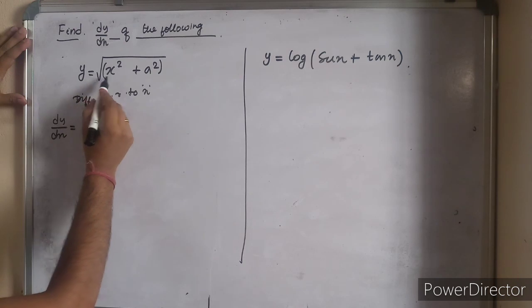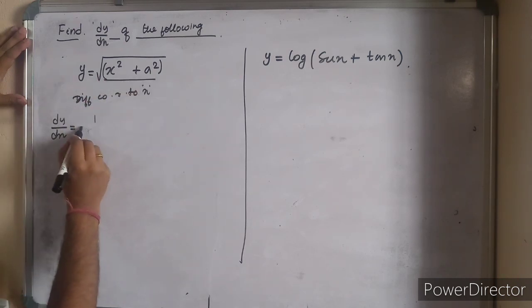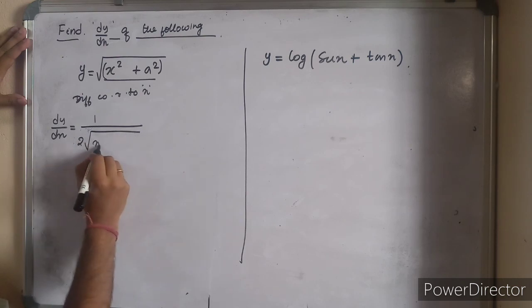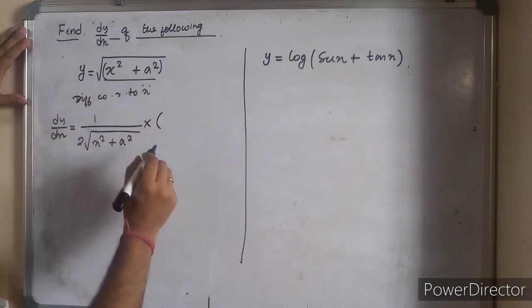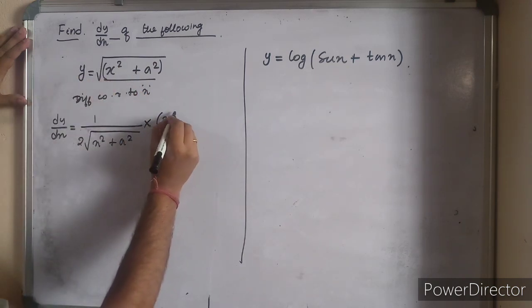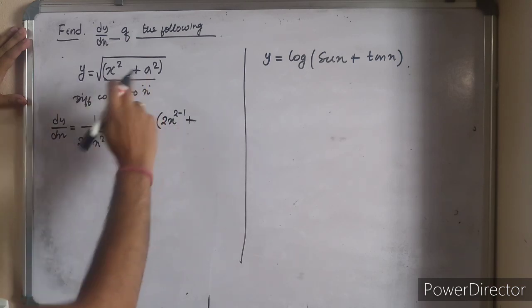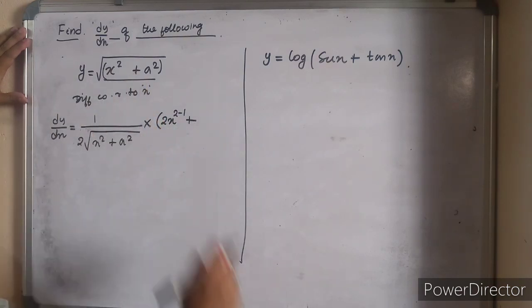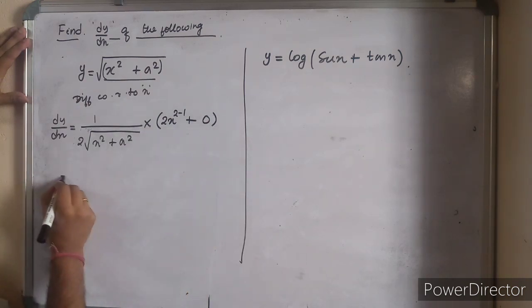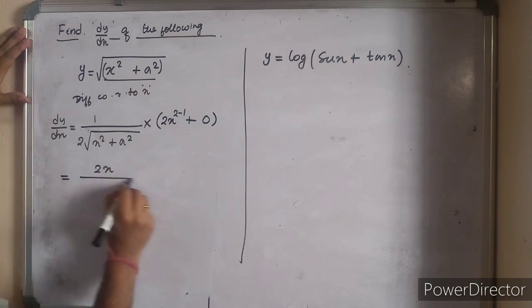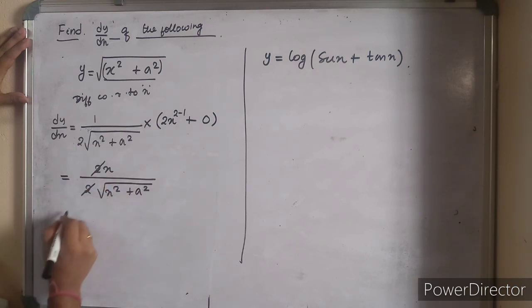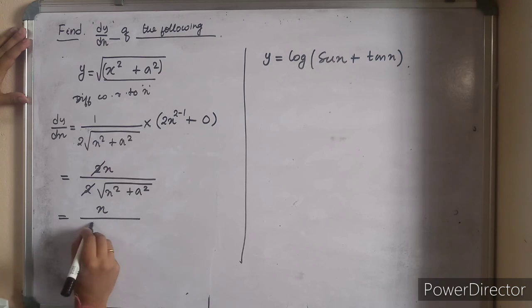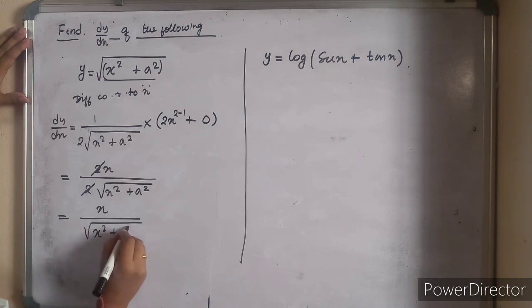Now the derivative of root, this whole thing is x, the derivative of root x is 1 over 2 under root x square plus a square, into the derivative of the inner function x square plus a square. What will be the derivative of x square? 2 x to the power 2 minus 1, plus the derivative of a square, it is a constant. A square is independent of any other variable, so the derivative of any constant is 0. So after simplification you will get 2x over 2 under root x square plus a square. Cancel, it is x over under root x square plus a square.